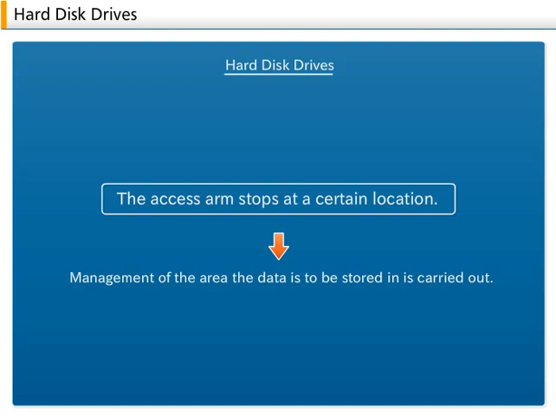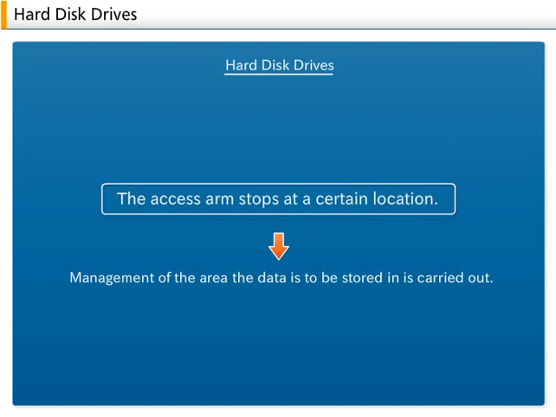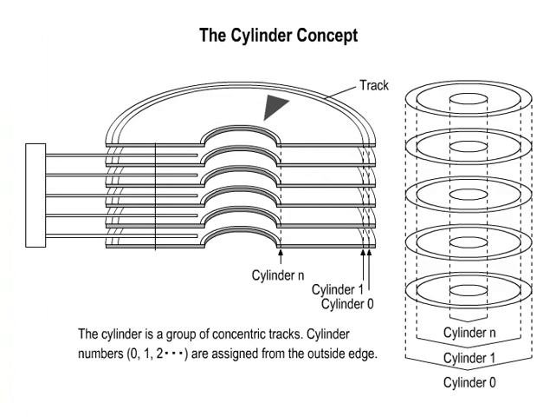In the hard disk drive, when the access arm stops at a certain location, a collection of tracks, which are in the same location for all disk surfaces, is called a cylinder, which is used to manage the storage area on the disk. Due to the cylinder, data can be read or written without moving the access arm, as long as it is to be stored in a series of tracks of the same cylinder in the hard disk.